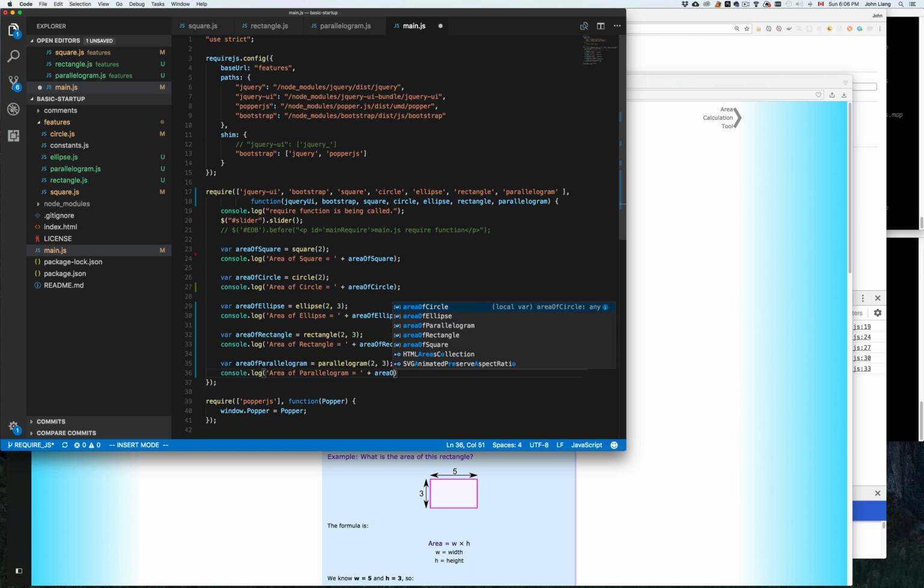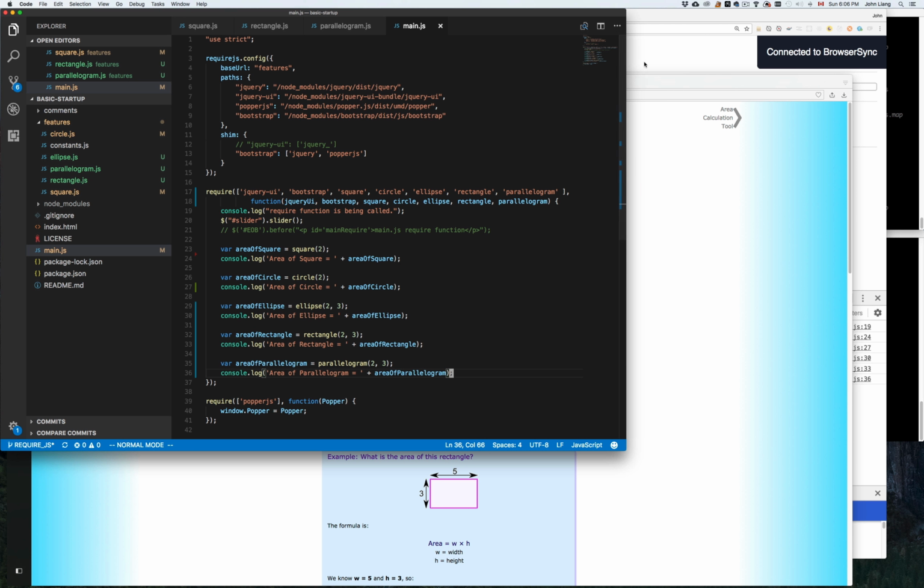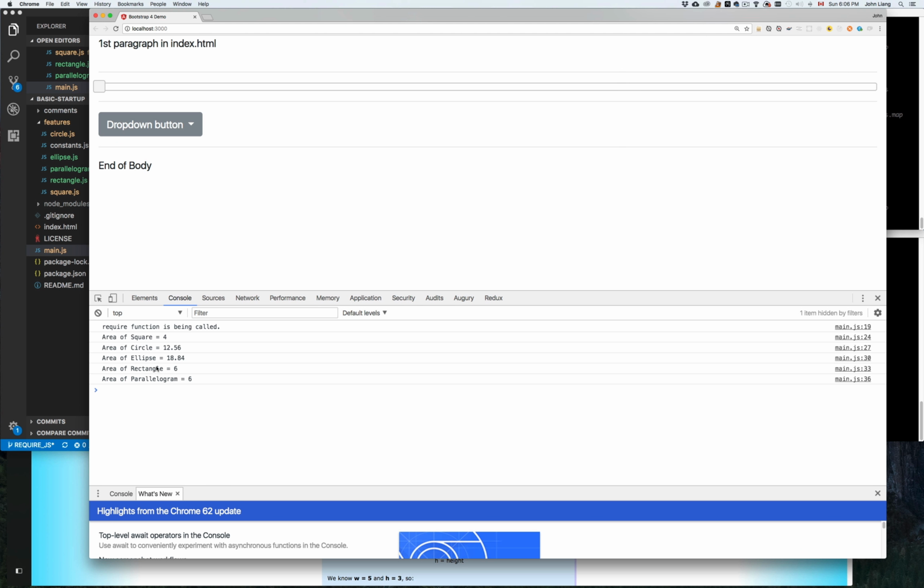Area of parallelogram. Okay, let's save it. And the area of parallelogram is 6. All right.